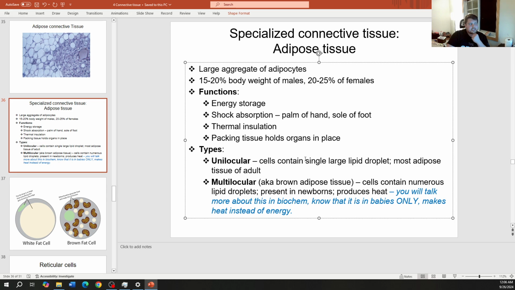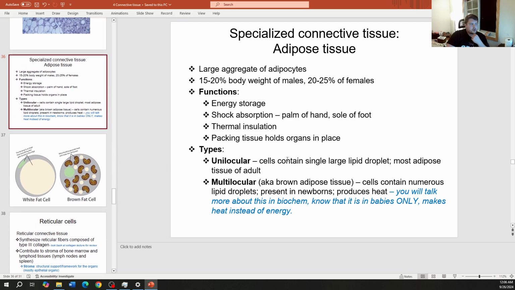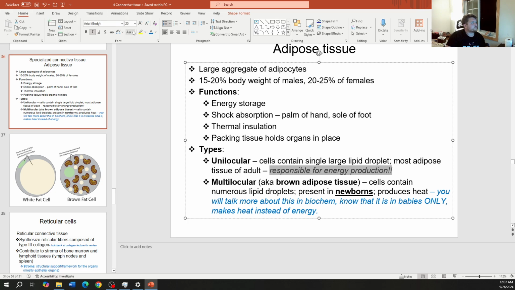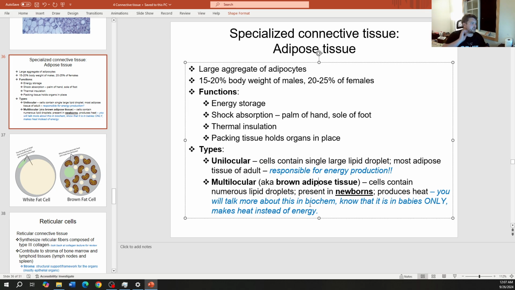It also helps to thermally insulate us, and it's a packing tissue that holds organs in place. There are two different types. There's unilocular, which is cells containing a single large lipid droplet, and these are most of our adipose tissue as adults. And then we also have multilocular, which is known as brown adipose tissue. These are our fetal fat cells, especially in the newborn. So the unilocular has more energy production from the fat that it contains, whereas the brown adipose tissue, in newborns, has only one job, which is to keep the baby warm.